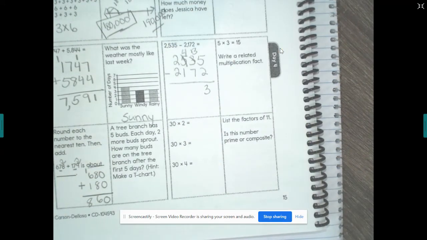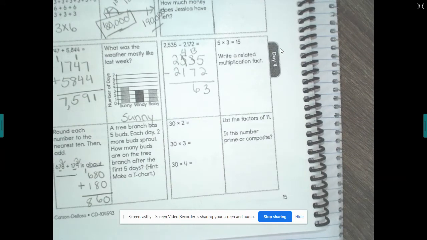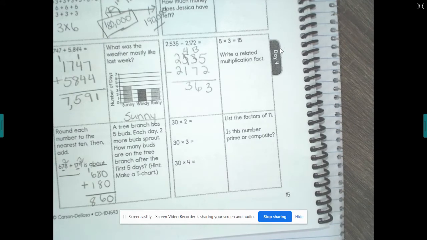Now I'm ready to subtract. 13 minus 7 is 6. 4 minus 1 is 3. 2 minus 2 is 0. So my answer is 363.